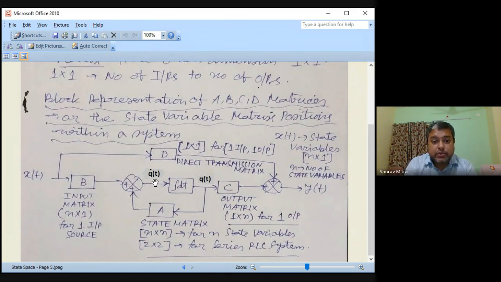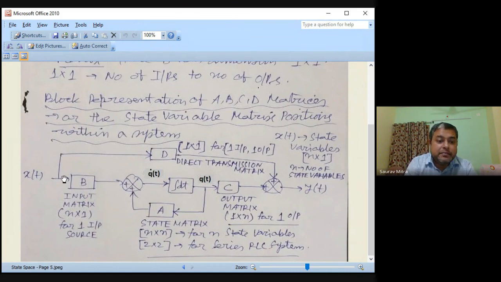So qt and q dot t. Initially I had mentioned x t, x dot t. Sorry, there's a change: qt and q dot t, because xt is taken as the input. That's why I have changed it to qt and q dot t. So qt is actually the state variables. And what is the dimension of qt? It is 2 cross 1, so 2 rows and 1 column. And q dot t is nothing but the differentiation of the state variable. So we write the q dot t equation in terms of qt and xt.